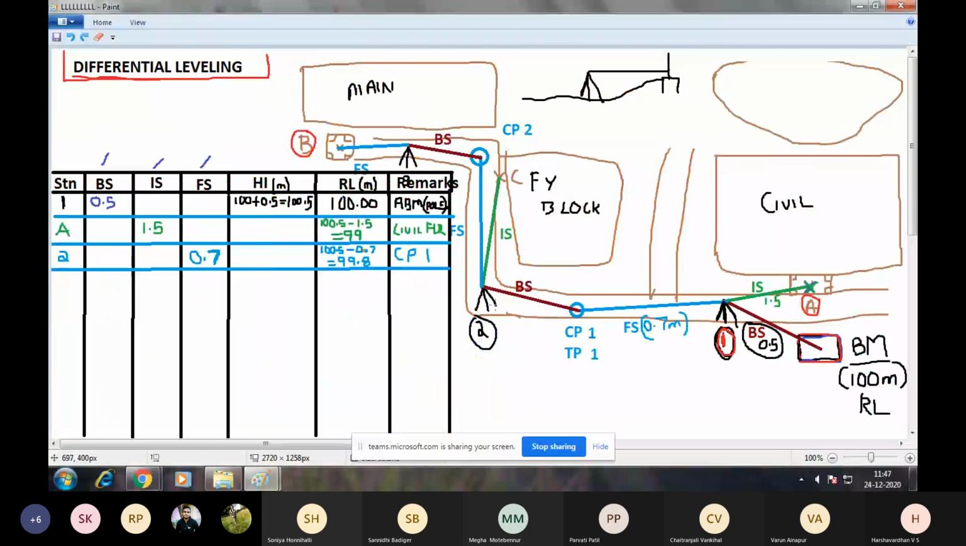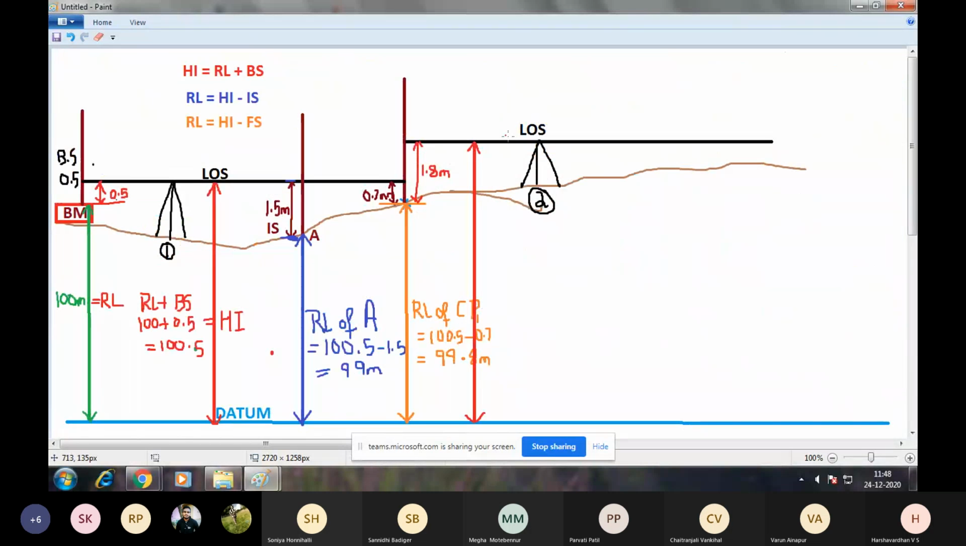Now I'll shift the instrument to point B and I'll take a staff reading on change point 1. I already know the RL of change point 1, so that particular staff reading is called backsight. So 1.8, I'll enter it in backsight. Now, because I've shifted the instrument, I'm getting a new height of instrument. We have this formula: height of instrument is RL plus BS. So RL is 99.8 and BS is 1.8.